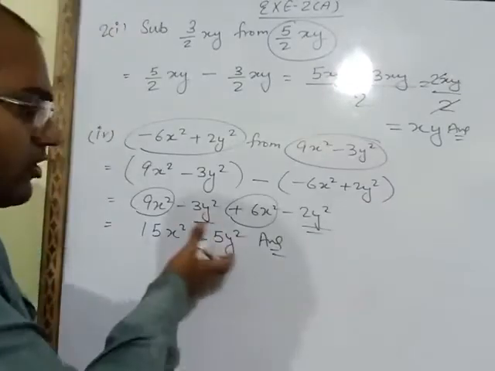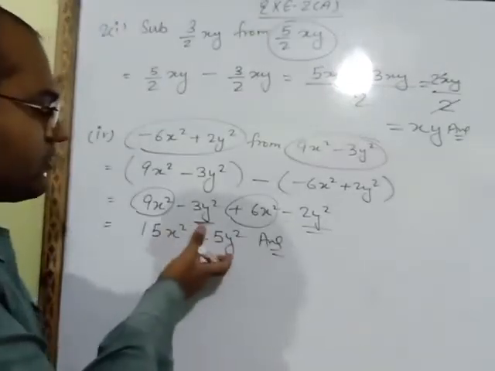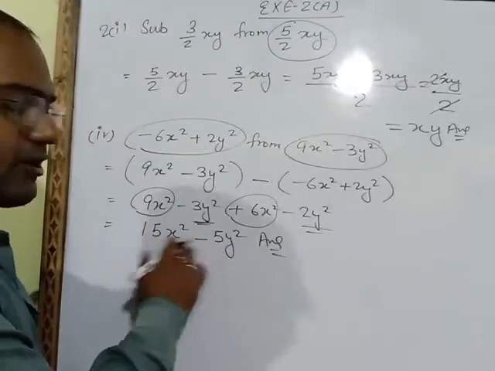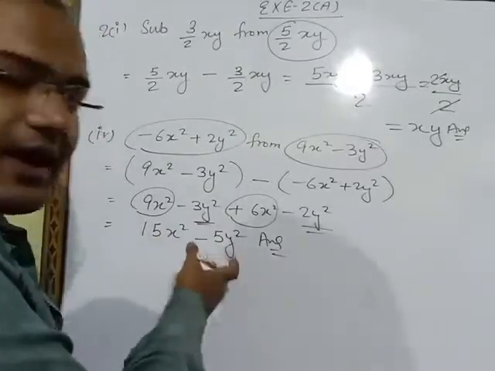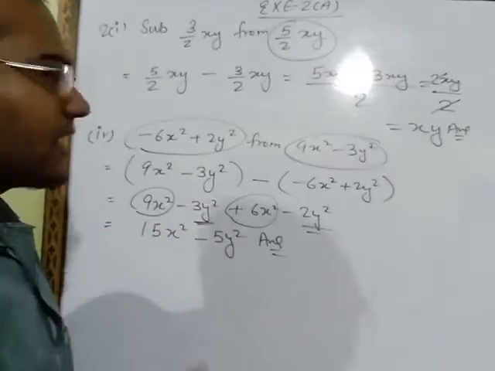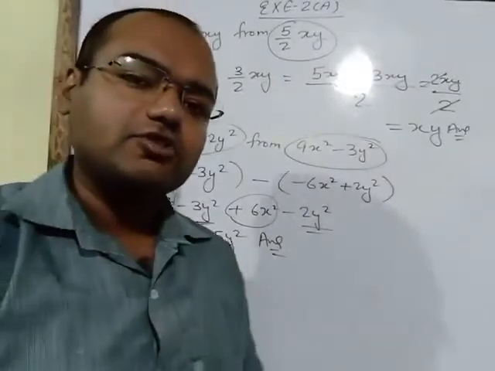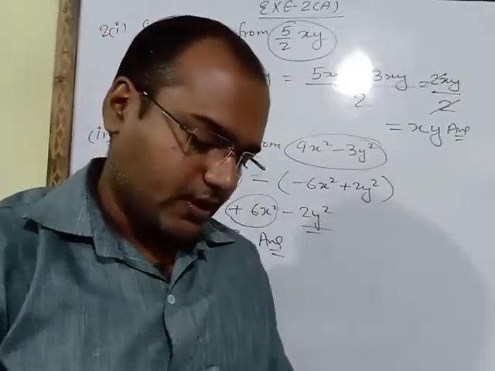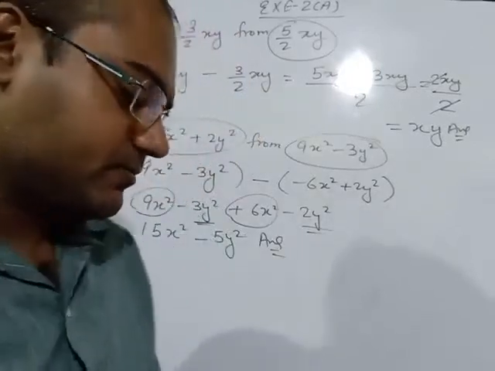Now we will not be able to solve it. Why will we not be able to solve these two terms? Because these are not like terms, these are unlike terms, alphabets are different. So like this you have to do all the remaining parts of question number 2nd. Now see question number 3rd.